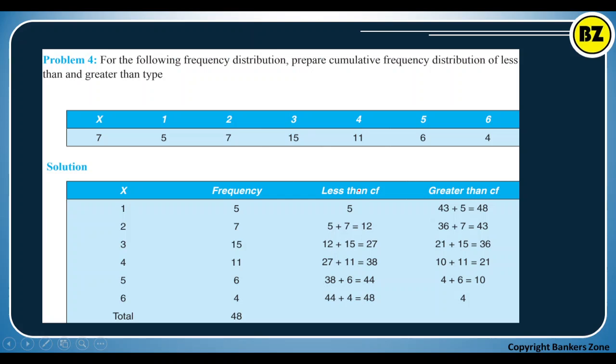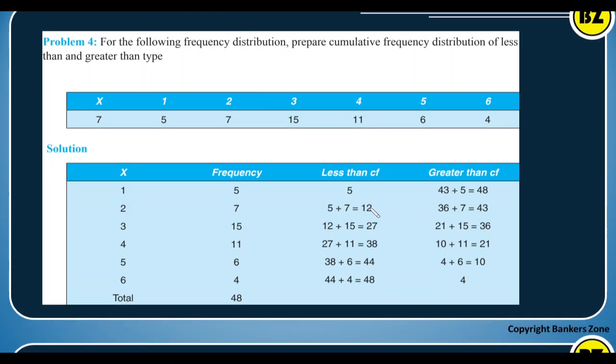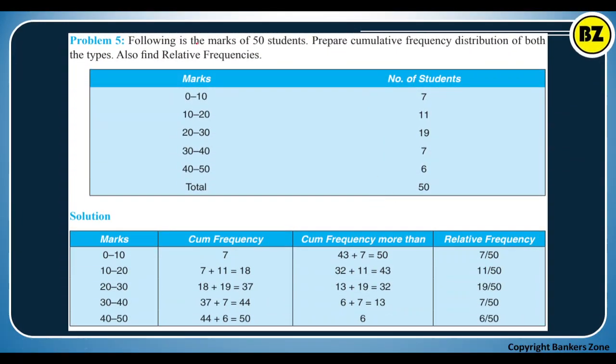Okay, now I think it is very easy, right? Now see the next problem. Following are the marks of 50 students. Prepare the cumulative frequency distribution of both the types. Also find the relative frequency.